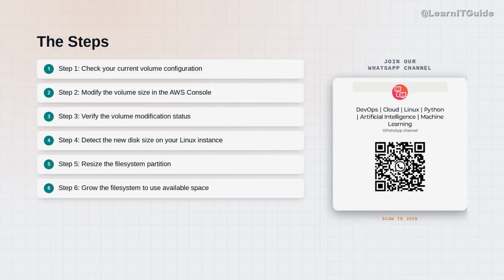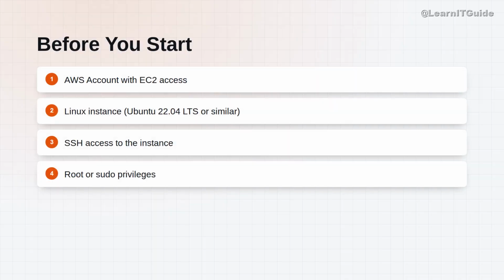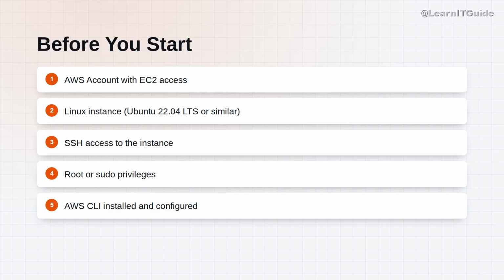Let us get started. To follow this tutorial, you need an active AWS account with permissions to manage EC2 resources. We are using an Ubuntu 22.04 LTS instance, which is the most common environment for these tasks. You will need SSH access to your server and root or sudo privileges because modifying partitions and file systems requires administrator access. To check if you have sudo access, simply open your terminal and run the sudo whoami command. If it returns root, you are ready.